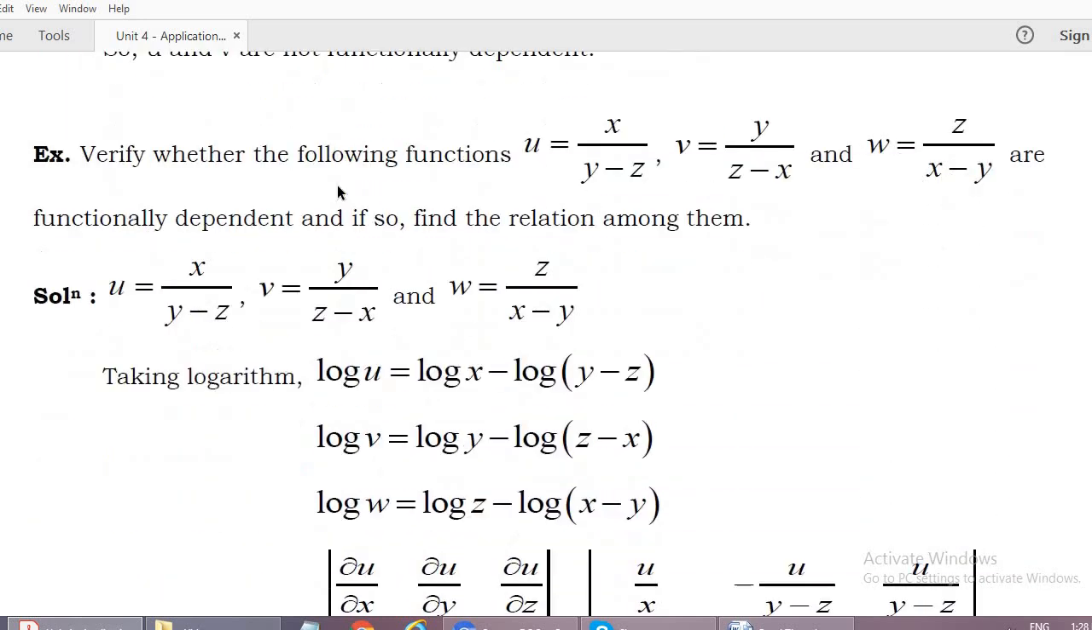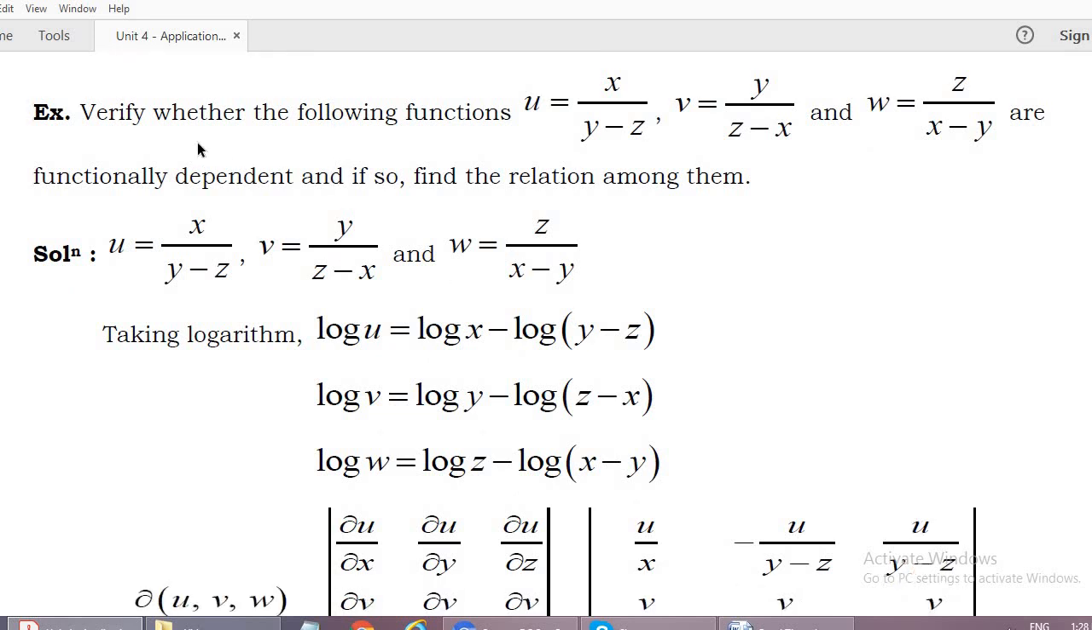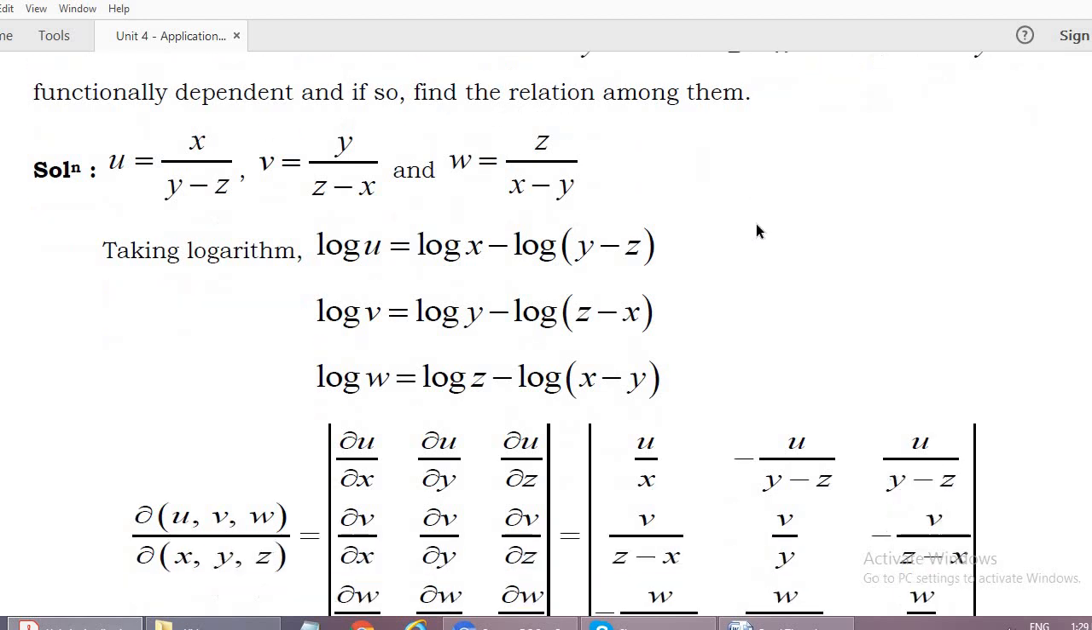And this is the last problem in this session. Verify whether the following functions u equal to x upon y minus z, v equal to y upon z minus x, and w equal to z upon x minus y are functionally dependent, and if so, find the relation among them. So we have written this.